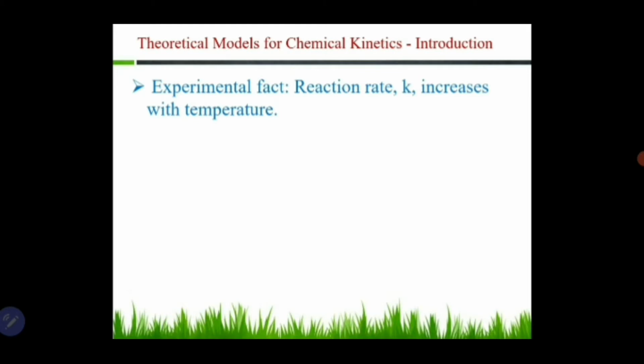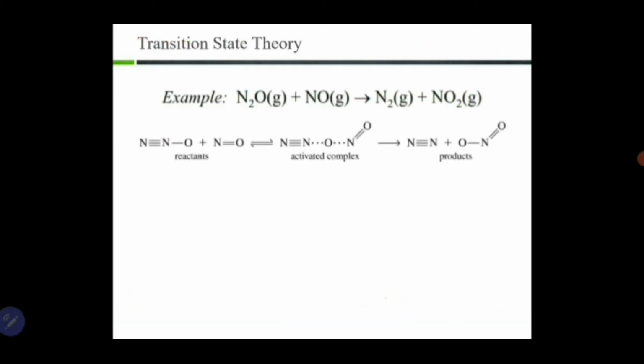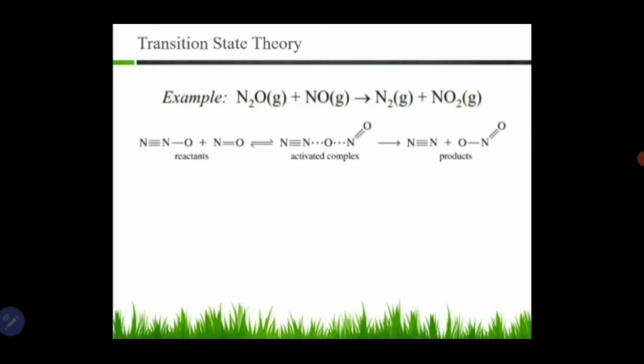There are two important theories which explain how the rate depends on the temperature. The first theory is transition state theory, and the other one is collision theory. If you look at the transition state theory, we know that a bimolecular reaction occurs when two properly oriented reactant molecules come together in a sufficiently energetic collision.